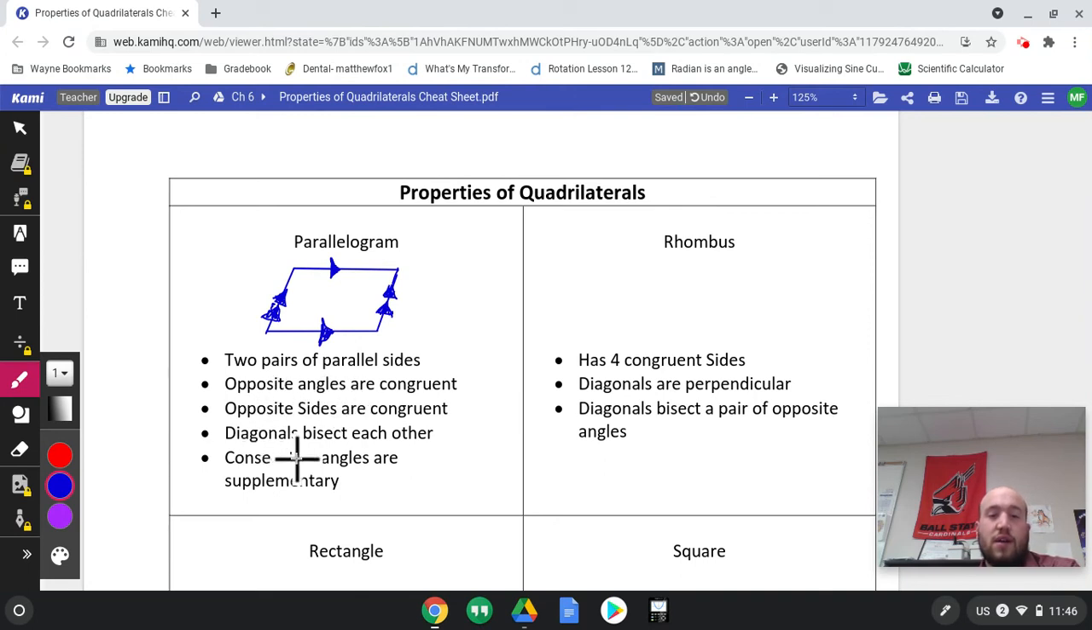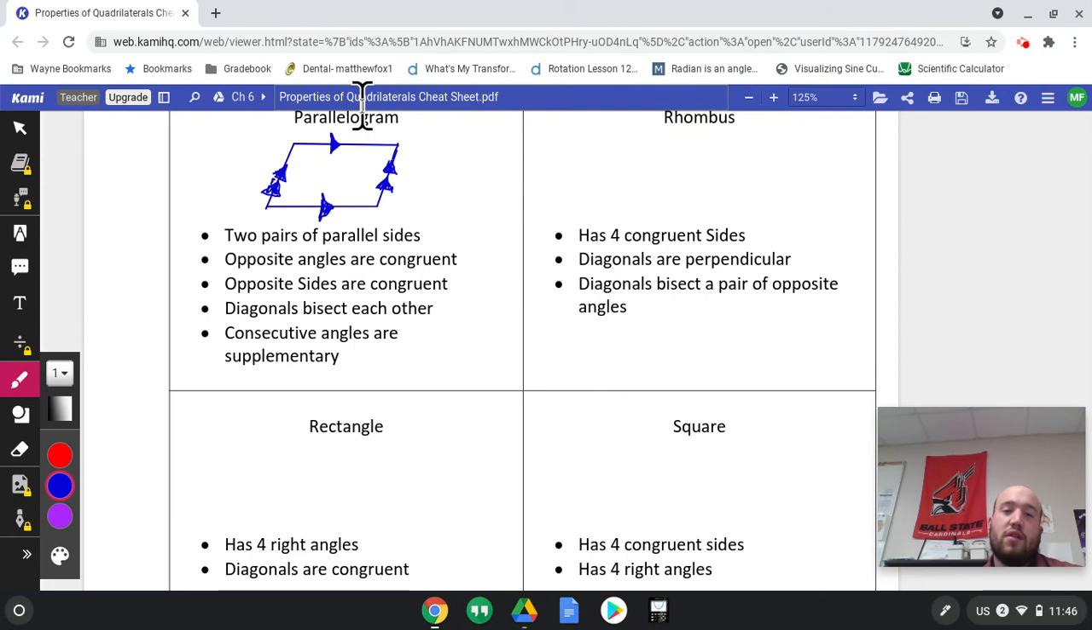Consecutive angles are supplementary, meaning if they're beside each other, so if that's 36, take that from 180 to figure out what this is, 144. And then finally, the diagonals bisect each other, meaning if they cross, it's equal sided on each part. So remember, that is a parallelogram. A rhombus, a rectangle, and a square are also parallelograms. So anything that was true up here is also true about a rhombus, rectangle, and square.